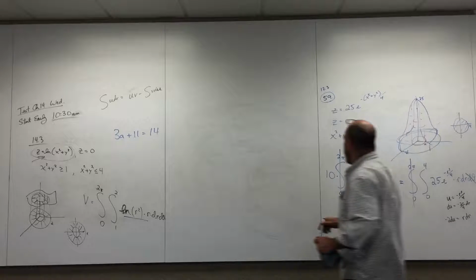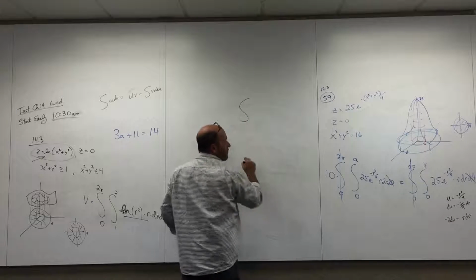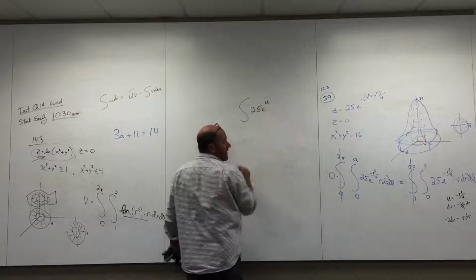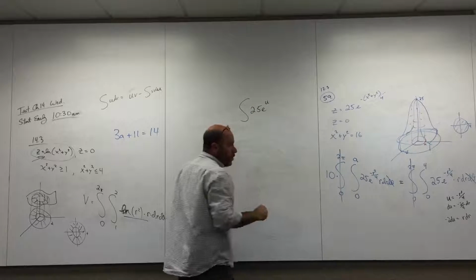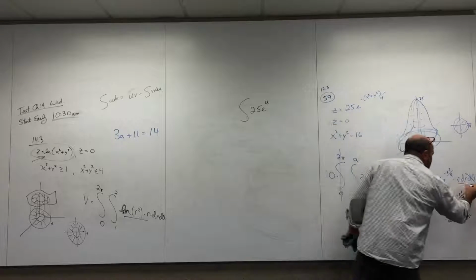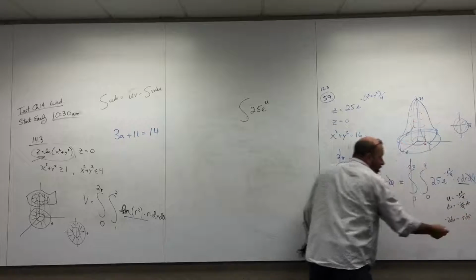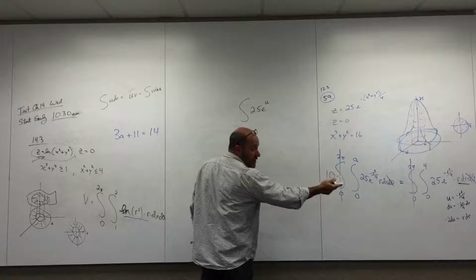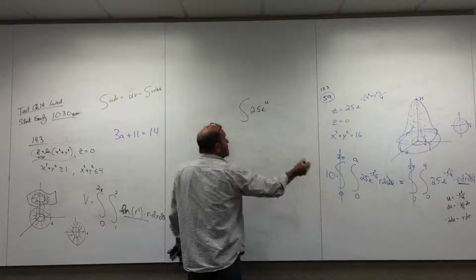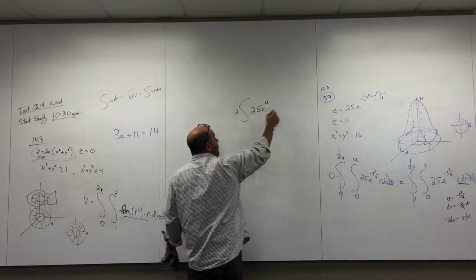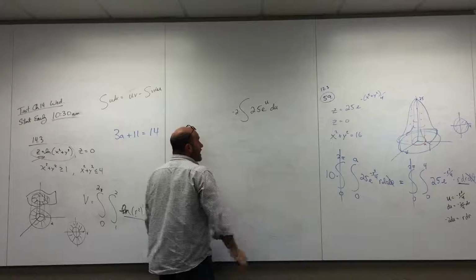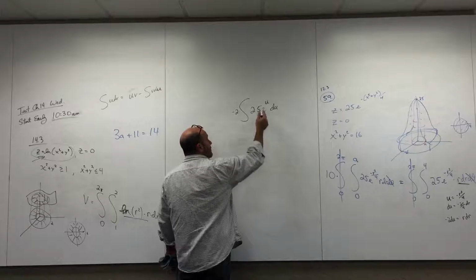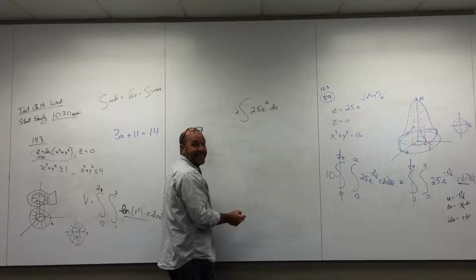So on this side, how's this junk getting replaced? It turns into 25 e to the u, I think. What about that r dr? How am I replacing that? Oh, there it is. r dr gets replaced by a negative 2 du, technically. So I'm going to put the negative 2 out front and put the du here. Now, can I integrate? Sure. When you integrate e to the u, you get e to the u.